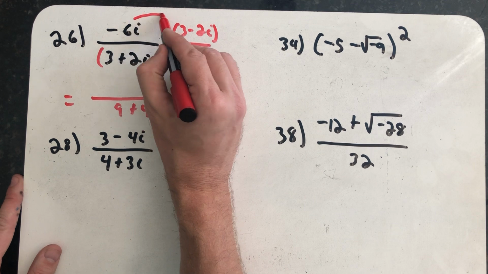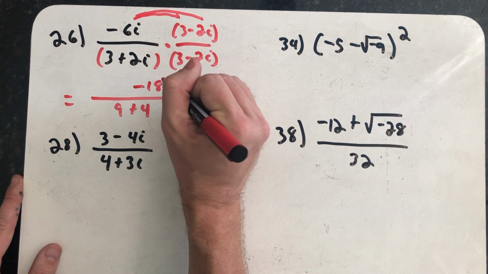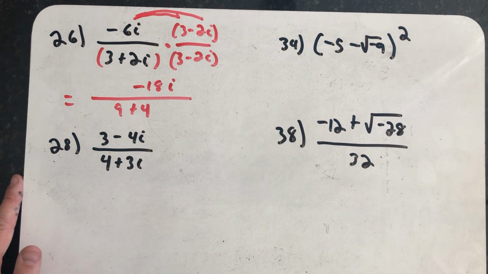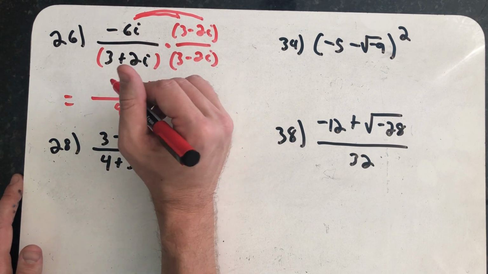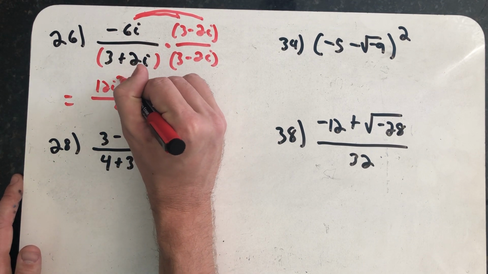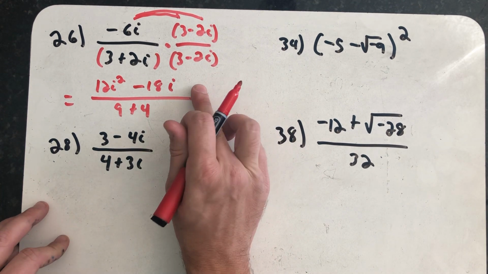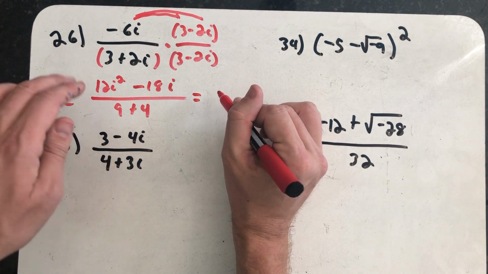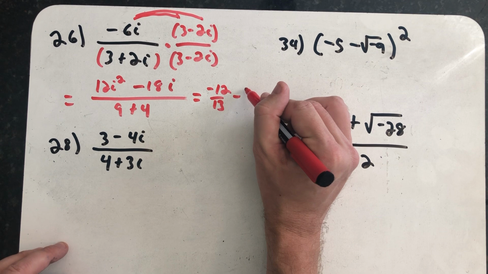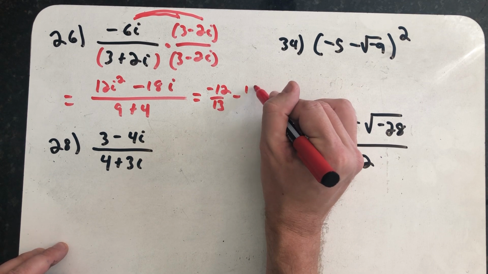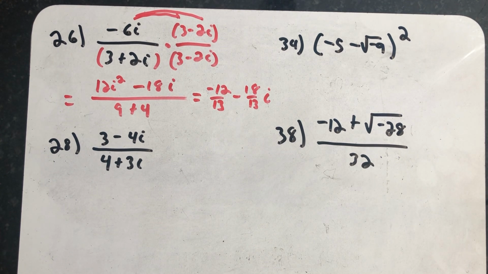And now I can distribute this minus 6i through this set of parentheses. So I'd end up with a minus 18i and a plus 12i squared. And so that's really a minus 12. So when I do the division, I'd have a 13 on the bottom, so I'd have a minus 12 over 13 minus 18 over 13i. And that's my final answer there.